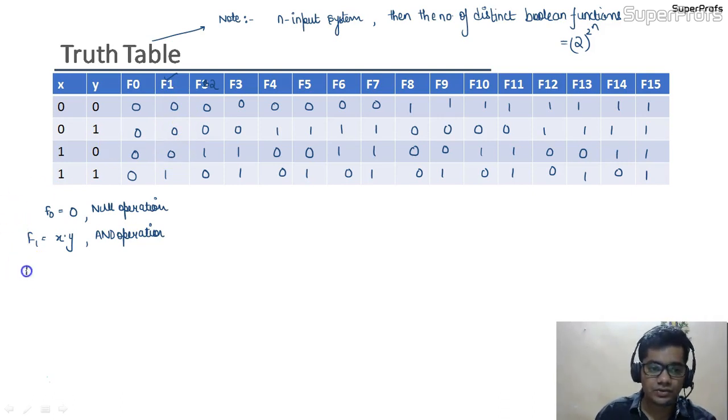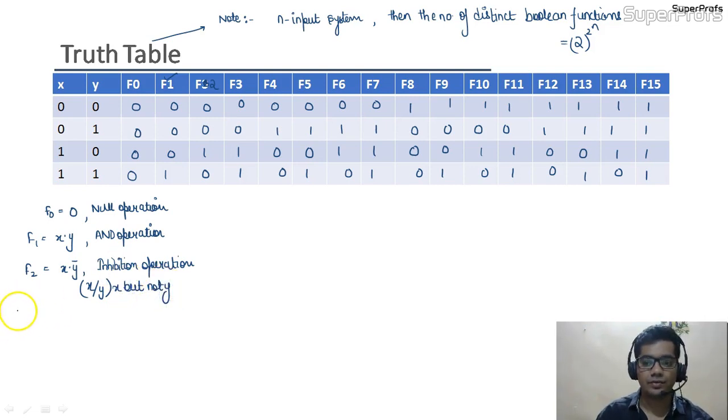Okay, now we are going to see the f2 function. For the f2 function, the output is 1 for the input combination 1 0. So what would be the final expression for f2? It would be x dot y bar. It is known as the inhibition operation. What do you mean by inhibition operation? It means x but not y. Okay, this is the f2 function.